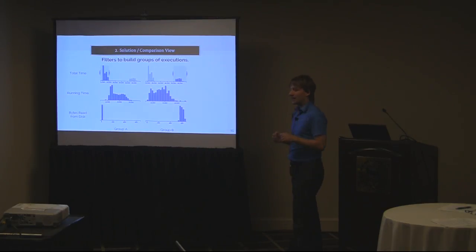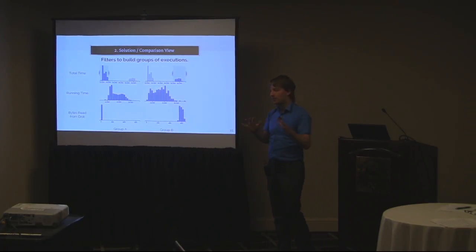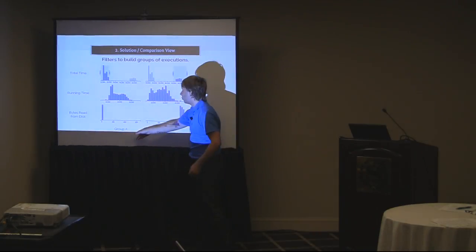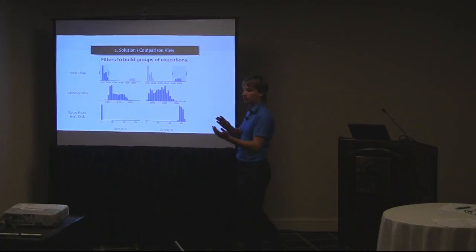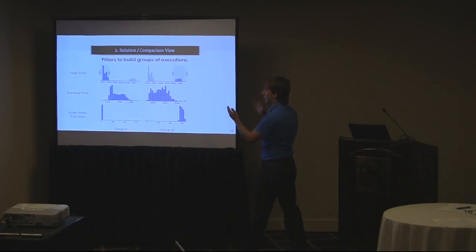The user can select a region on any of these histograms, and when the user does that, the other histograms are immediately updated to show the distribution of the metric only for the executions that correspond to all the filters that were defined. In this example, we see that in group A, the user selected the executions with a short total time, and in group B, the user selected the executions with a long total time.